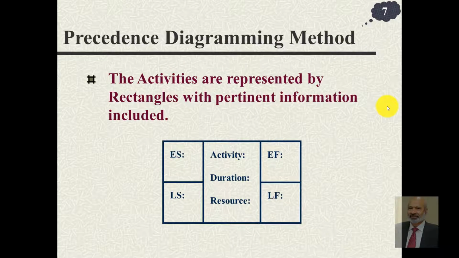Let us now learn the second method, which is the precedence diagramming method for network analysis. In this method, unlike the previous case where we would use arrows, the activities are represented by rectangles or boxes. Different people use different formats, but this is the format that I like. You write the earliest start in this corner, the activity name, title or its code if the name is lengthy, the duration in days or weeks or months, and the resources that are required by this activity.